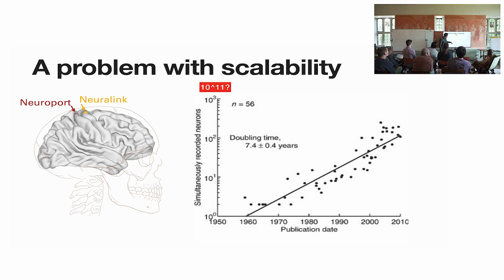And in fact, if you look here, this is a plot from Stevenson and Kording, maybe the closest thing we have to a scaling law in BCI. The number of neurons that we can simultaneously record from electrodes. Doubling time is 7.5 years. At that level, if you look, starting from 1950, going from 10 to 100 to 1,000, takes us all the way to 2010. Getting to 10 to the 11, E11, is going to be quite a ways away. We'll probably all be long gone before we get mouse brains.